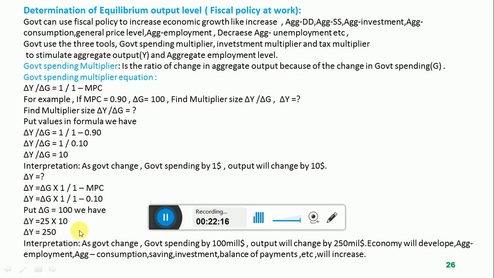Now what is the interpretation? If this change in Y is $1,000 million, the interpretation is this: when the government of Afghanistan increases government spending by $100 million, as a result aggregate output will increase by $1,000 million, and 1000 is 10 times of the 100. So that is why this is the government spending multiplier, or simply the multiplier. Why? Because G changed by $100 million and output changed by 1000, so 1000 is 10 times of 100.